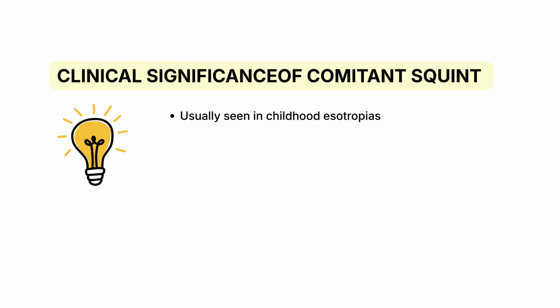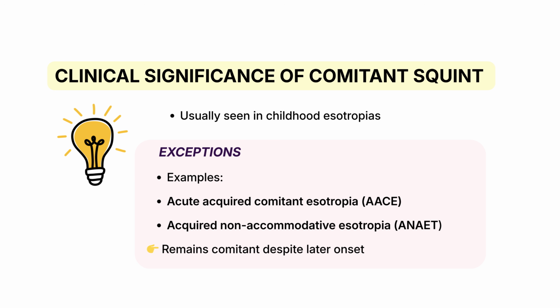Comitant deviations are usually seen in childhood esotropias. However, there are exceptions. Certain acquired esotropias can also be comitant. Examples here include acute acquired comitant esotropia and acquired non-accommodative esotropia. In these cases, the deviation remains comitant despite a later onset. At this point, just remember the terms. We will be talking about them in detail in a while.